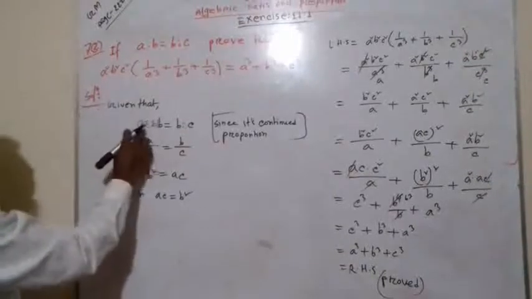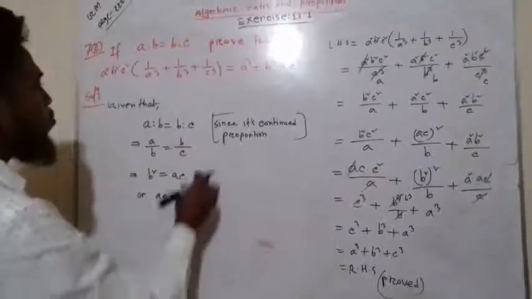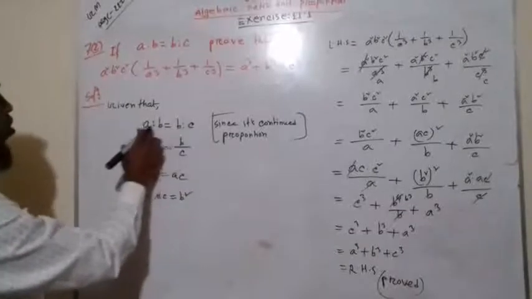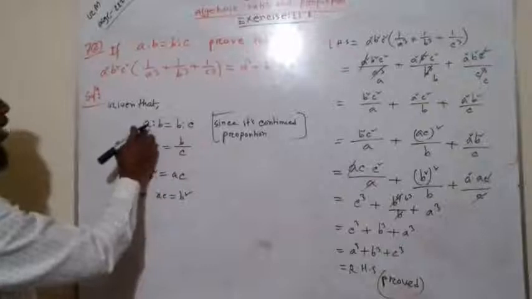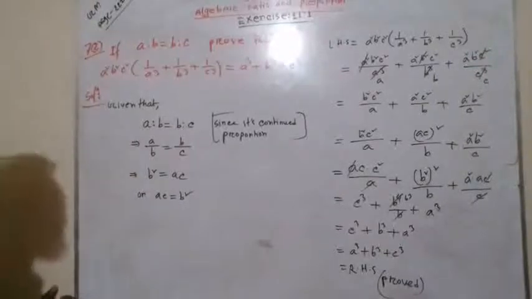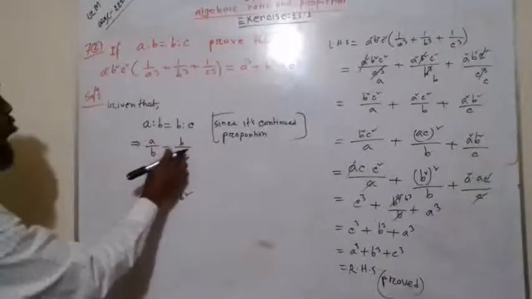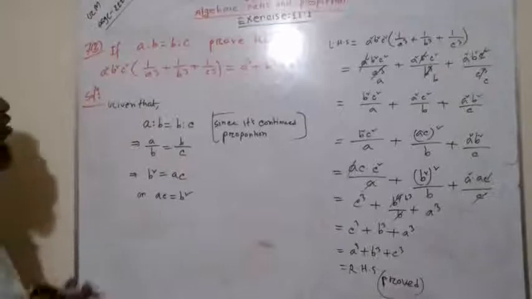Here given that a is to b equal to b is to c. Since it's a continued proportion, because here c is the third quantity of a and b, and b is the second quantity of a and c. So it's a continued proportion. So we can write a/b = b/c, which gives b² = ac, or ac = b².